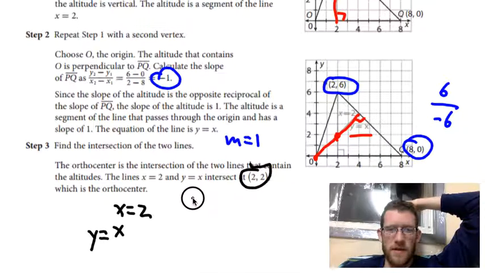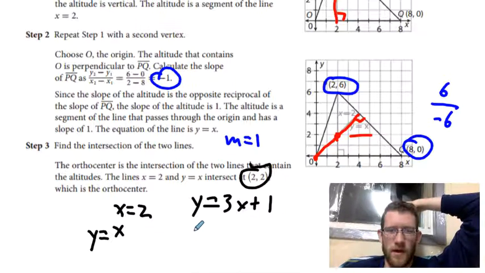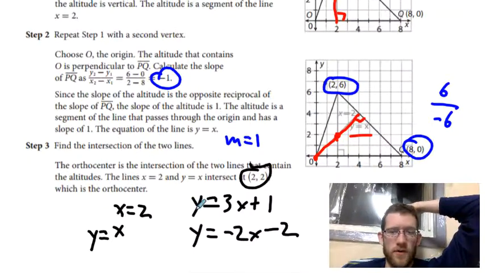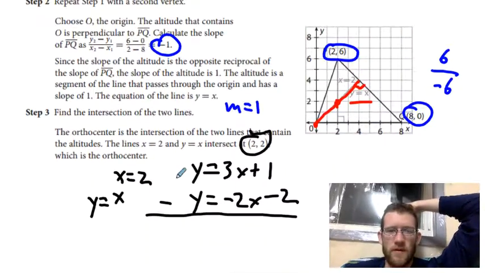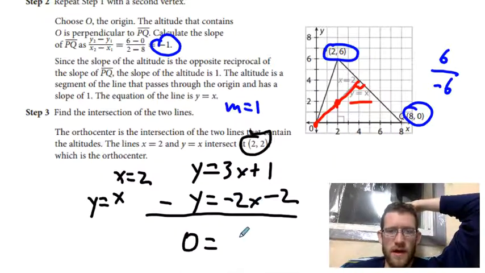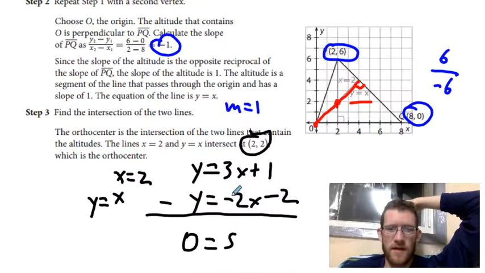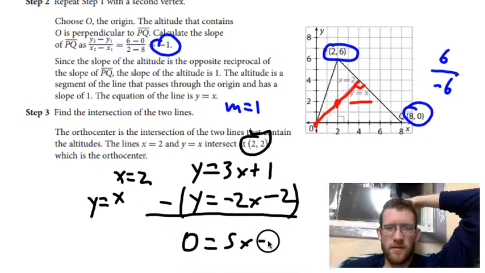Otherwise, let's assume one is y equals 3x plus 1. The other one is y equals negative 2x minus 2. How do we solve for two equations at the same time? Well, we would subtract these equations. If we do that, we get y minus y is 0. 3x minus 2x is 5x, right? We're subtracting a negative, subtracting this whole thing. And then 1 minus a negative 2 is 3, plus 3.